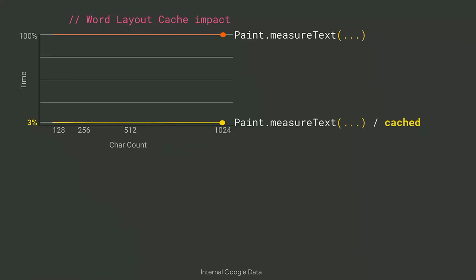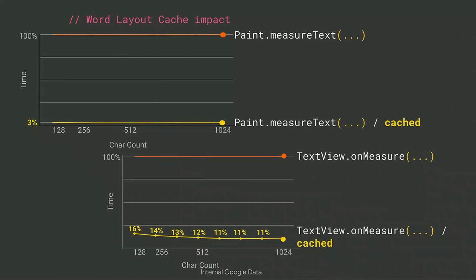Similarly, we've talked before about the word measure cache and how we measure words once and we place them in a cache. Well, for Paint, when you call measure text on the same word a second time, turns out it only costs us about 3% of the work to return that value, which is a huge gain. So once we have a hit in the cache, it's only 3% of the work. If we measure this in TextView, there you go. OnMeasure takes about 10 to 11% of the work that it did the first time it sees a word. So definitely using that cache is really important for us.